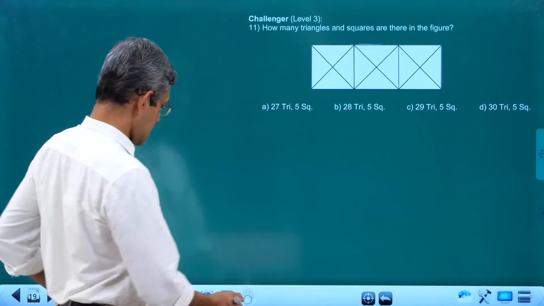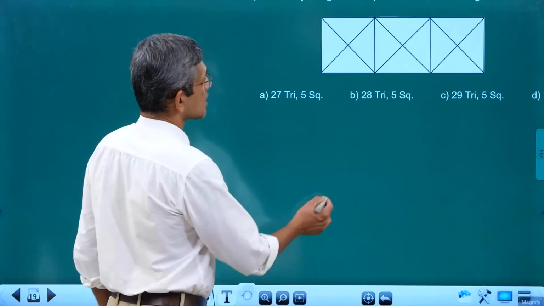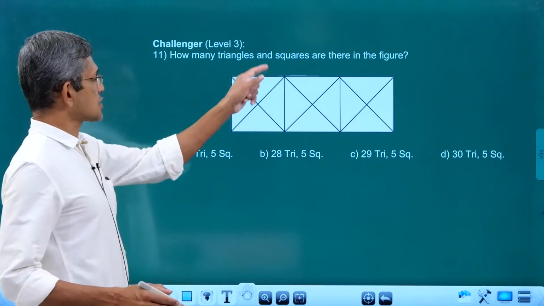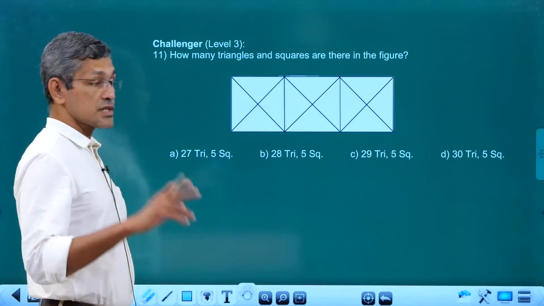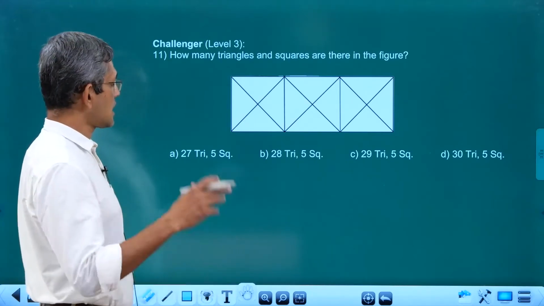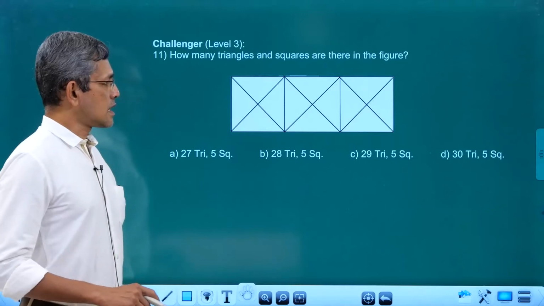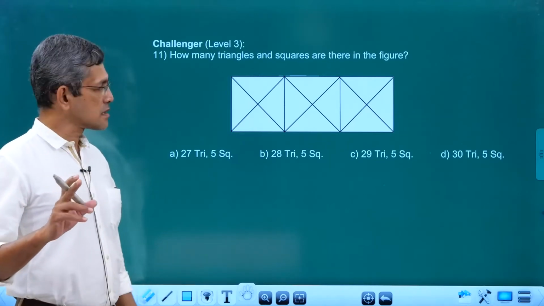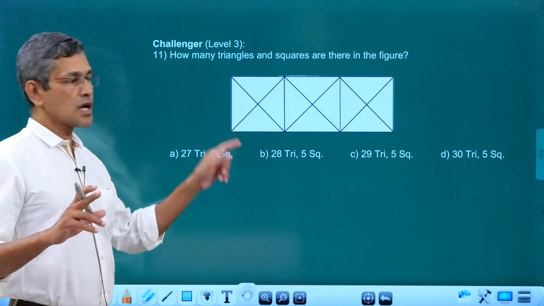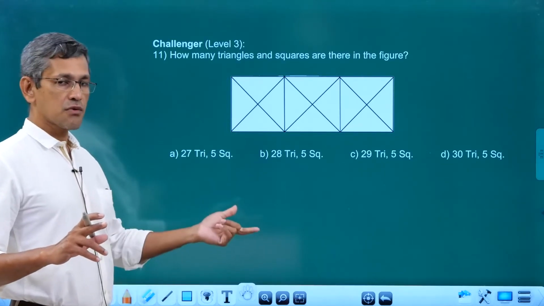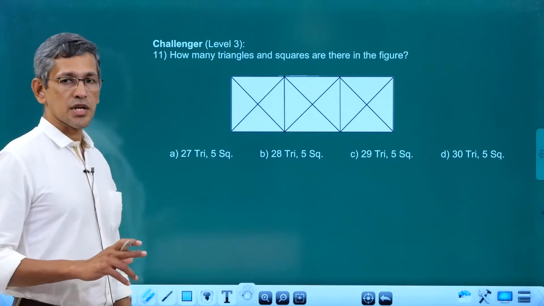And this question, what we are looking for is, how many triangles and squares are there in the figure? So we need to count the triangles and the squares as well. So take a look at it. And what I suggest is pause this video and count the number of triangles and the squares. Once you finish counting, you can restart it, replay the video.